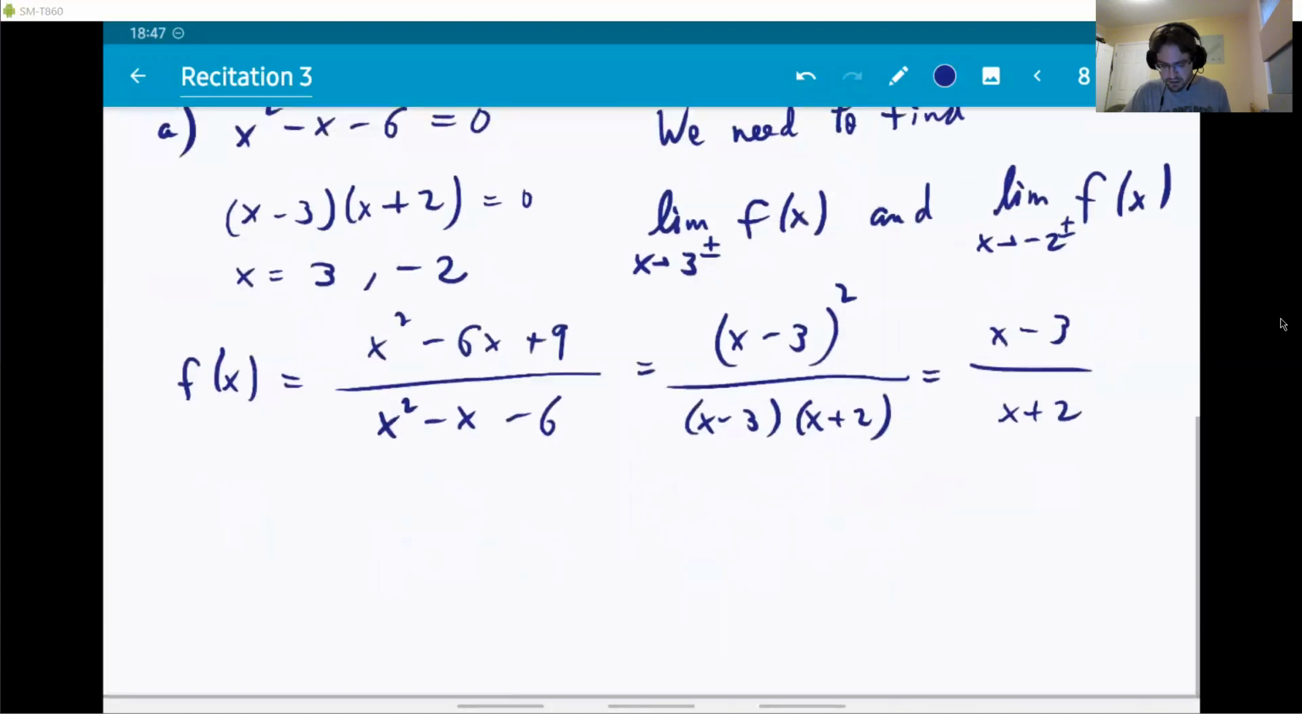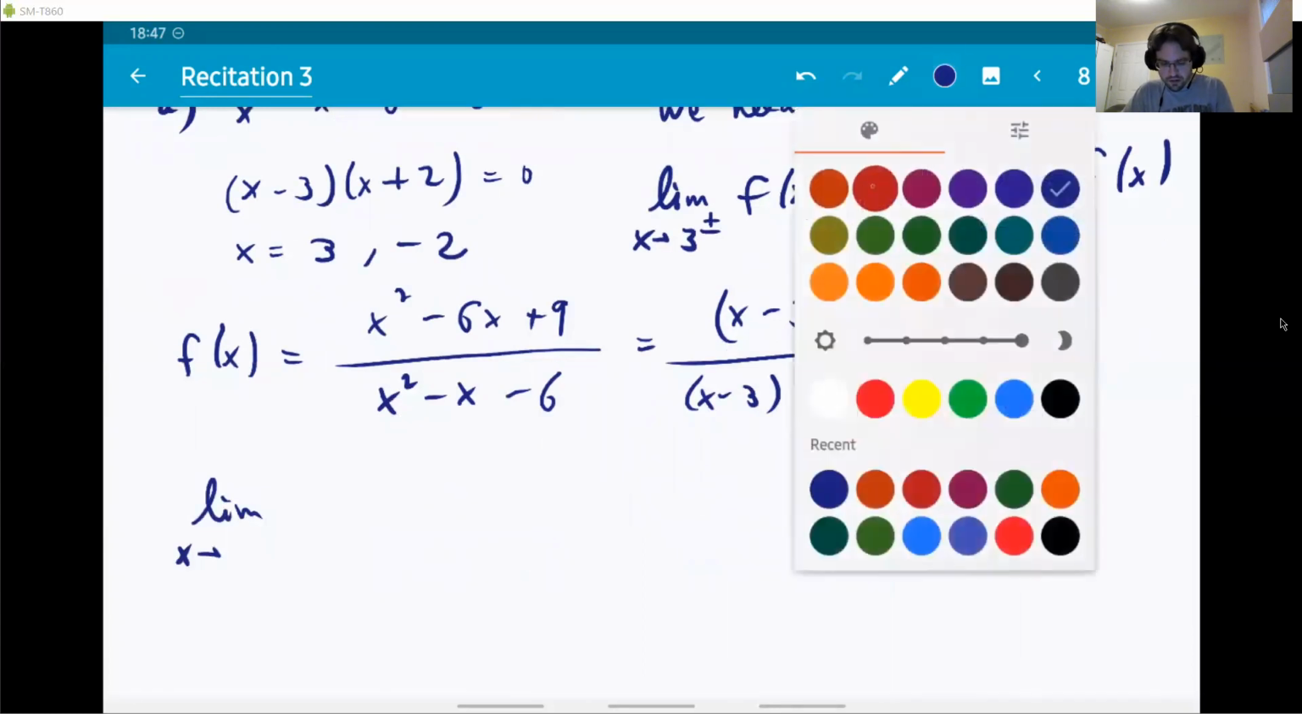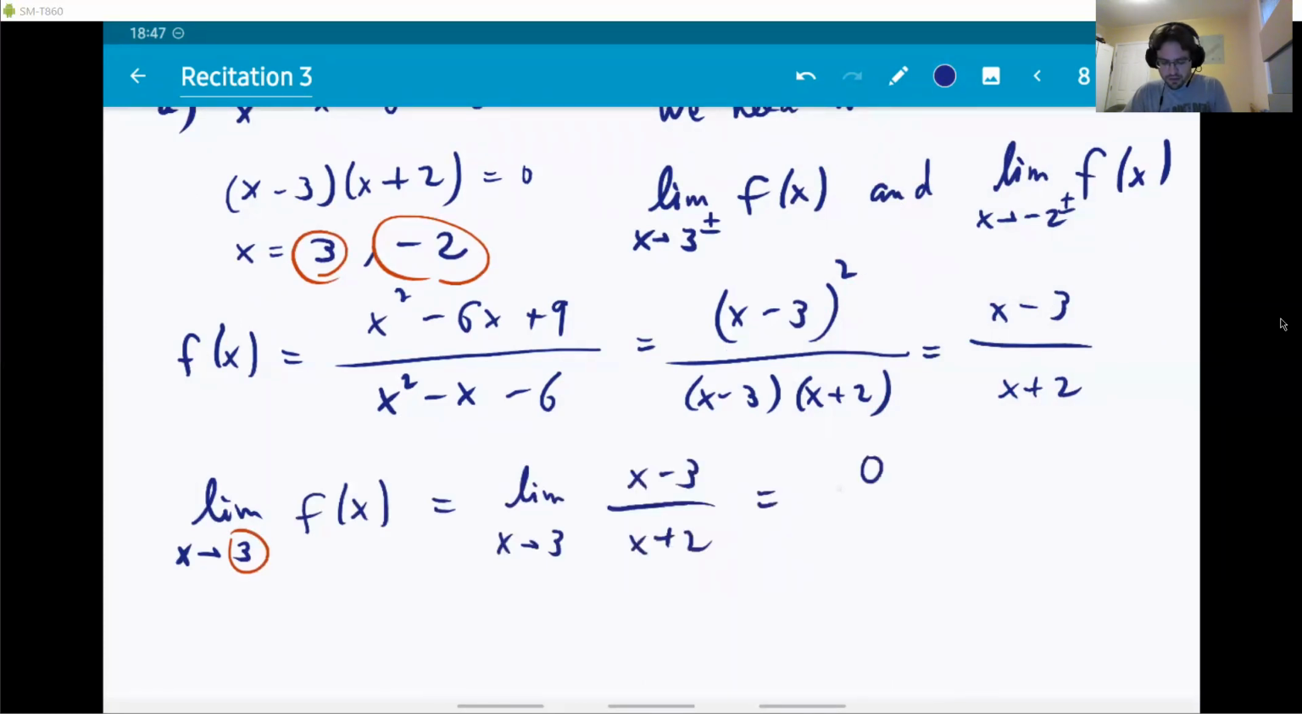But now you can understand that, for example, one of those two candidates that we just found, positive 3 and negative 2, the candidate positive 3 is actually no problem at all. If you plug in 3 here, you have 0 over 5. It's 0, no vertical asymptote.